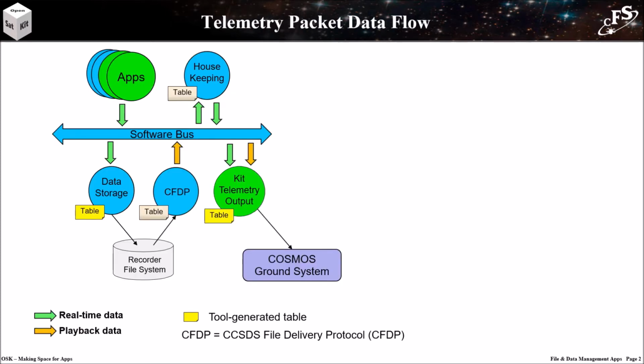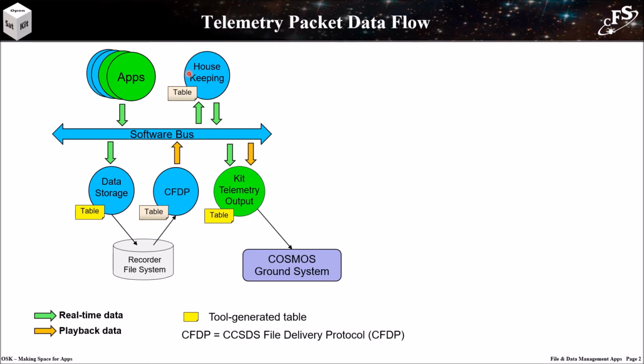Here we see the telemetry packet data flow. Blue apps are NASA open source apps, and green apps are OSK apps. The upper left group of apps represents any app that generates telemetry packets. These are called real-time telemetry packets, represented by green arrows. If needed, housekeeping can be configured to create new real-time telemetry packets.